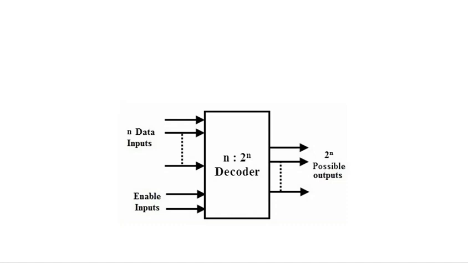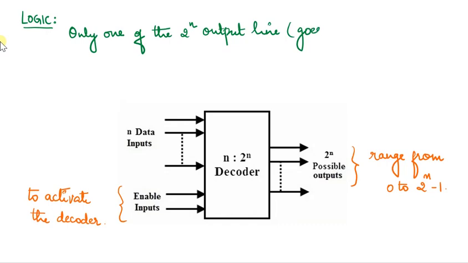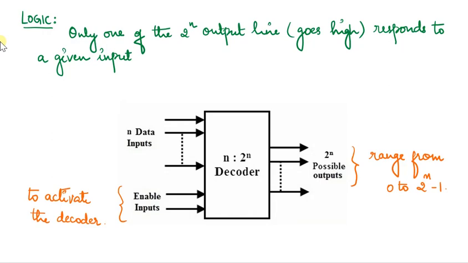One of the most commonly used decoders is the n to 2 to the power n decoder block, which is shown here, and this logic design has n inputs and 2 to the power n output lines, and you can see that enable inputs are also provided in order to activate the decoder. So what we need to understand here is that only one of the 2 to the power n output lines will go high in response to a given input combination of values on its n input lines.